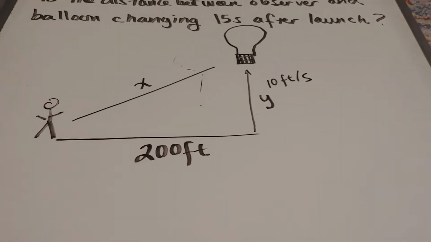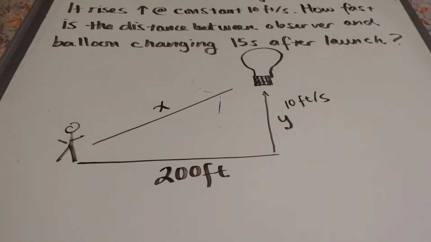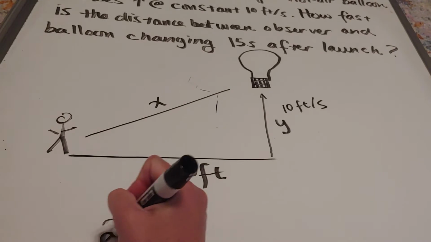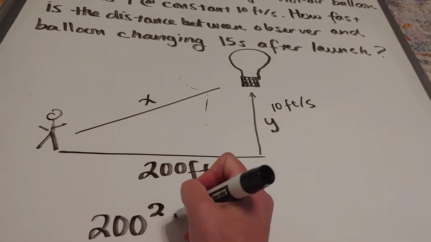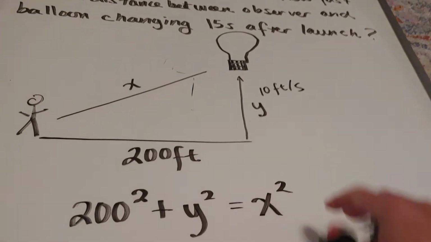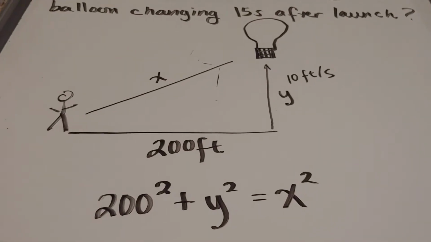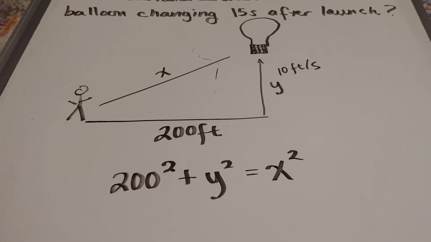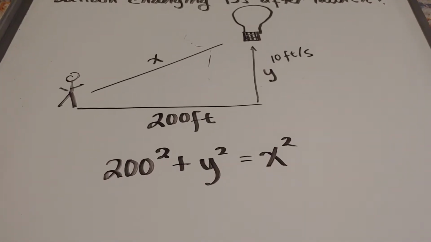If I was to ask you what equation does this look like, hopefully you'd say, oh yeah, Pythagorean theorem. So 200 squared plus y squared equals x squared. Yes, we are going to get to that 15 seconds in just a minute, but for right now, we want to look at what's going on in general in this problem.